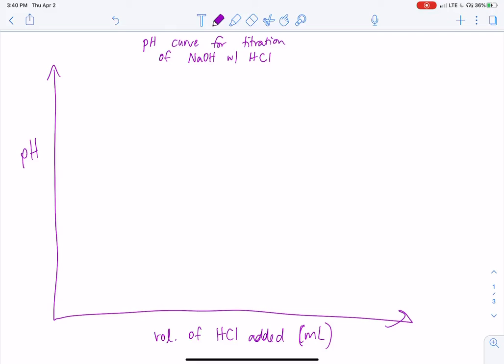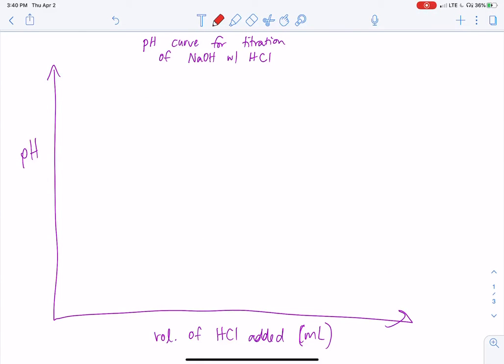So if I'm doing that, think about it. I'm starting with sodium hydroxide. So I'm going to start out with a high pH because sodium hydroxide is very basic. And as I add the hydrochloric acid, it's going to decrease a little bit. Then as I get close to the equivalence point, it's going to plummet, and then it's going to keep decreasing as I add HCl. That's not very beautiful.